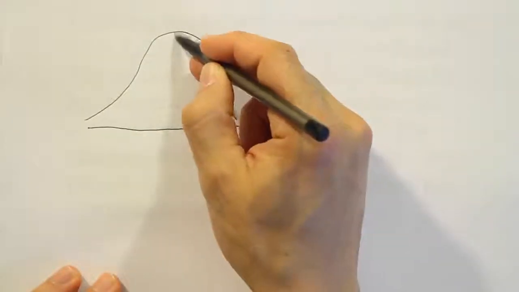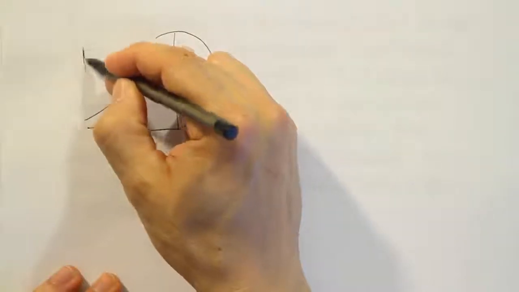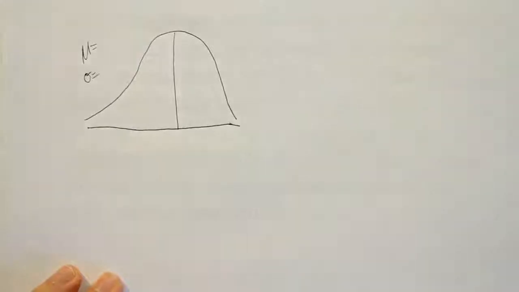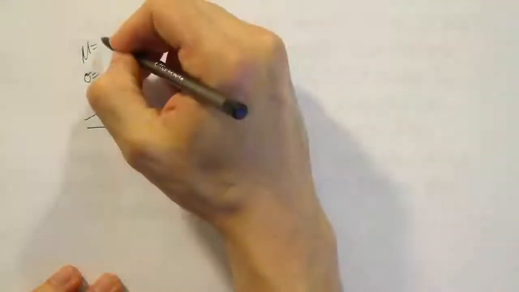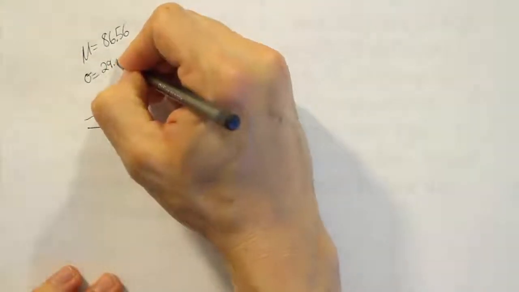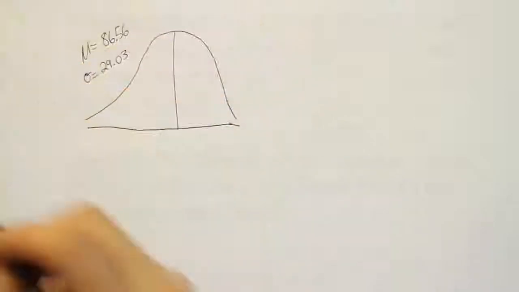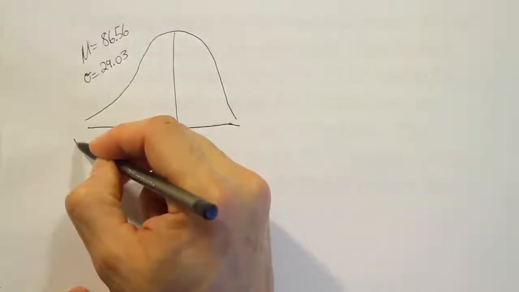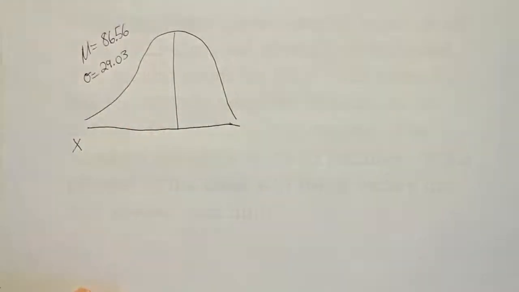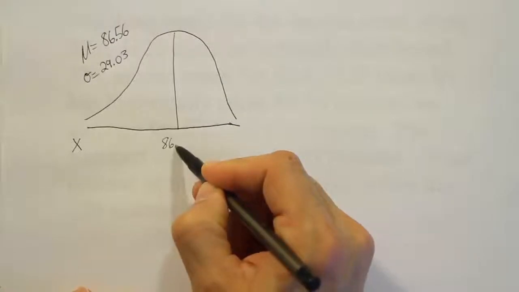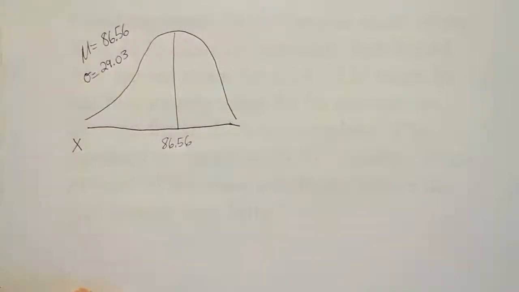We're going to record the mean that they gave us in the problem and the standard deviation. Now when we look at the problem, it said that the mean was 86.56 and that the standard deviation was 29.03. Now I'm going to label the x-axis at the bottom here. Since we're going to be using the calculator to do this problem, I'm going to label the x-axis with the mean of 86.56 on the curve there.